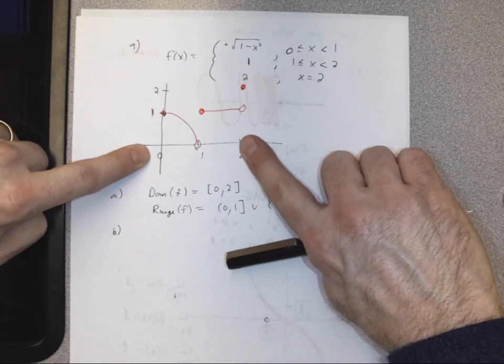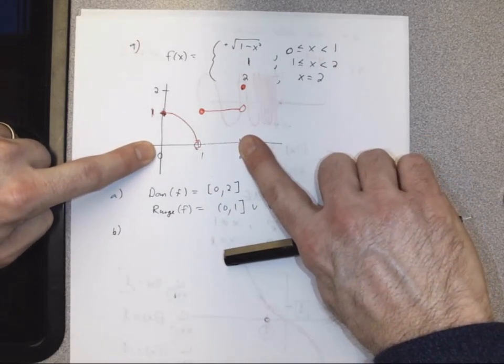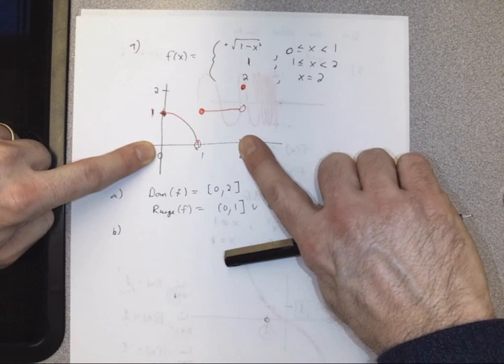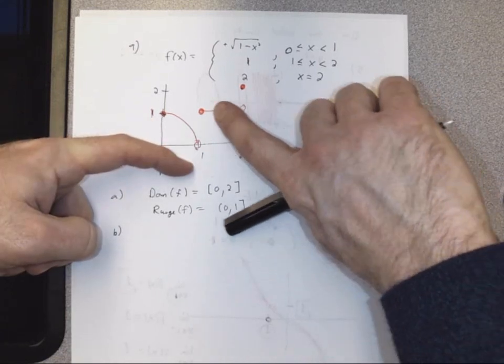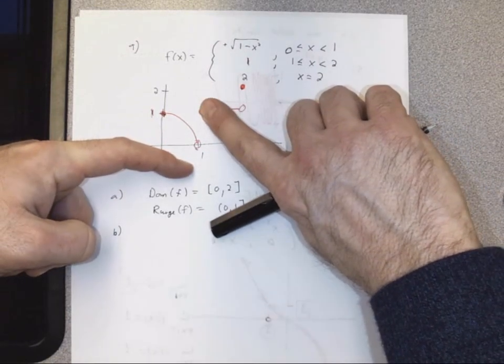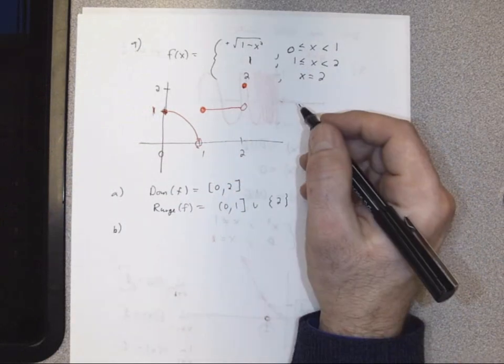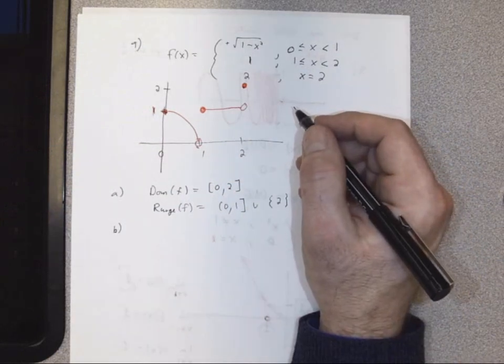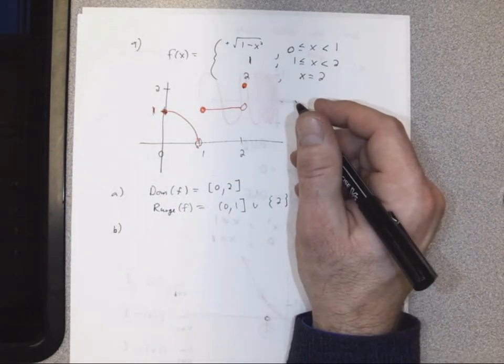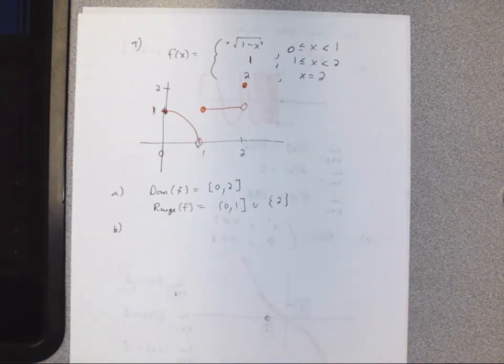What's the only number in between 0 and 2 that the limit will fail at? You guys agree? Because the limit from the left and the limit from the right will be different. Now, I don't like the endpoints. They include the endpoints, but I'm not sure I like that.